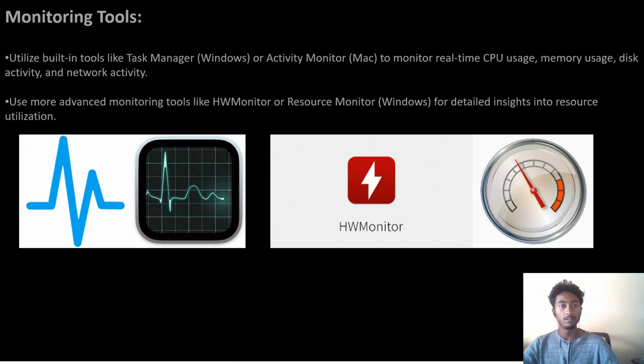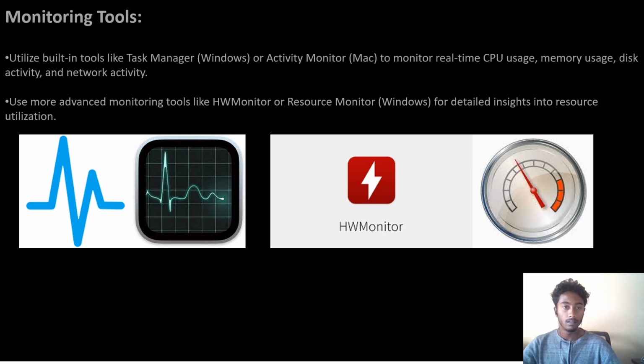The second method used to monitor the performance of a computer is monitoring tools. This utilizes built-in tools like Task Manager for Windows or Activity Monitor for Mac to monitor real-time CPU usage, memory usage, disk activity, and network activity. Use more advanced monitoring tools like HWMonitor or Resource Monitor for Windows for detailed insights into resource utilization.